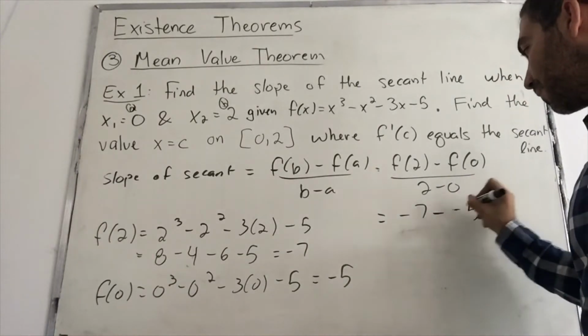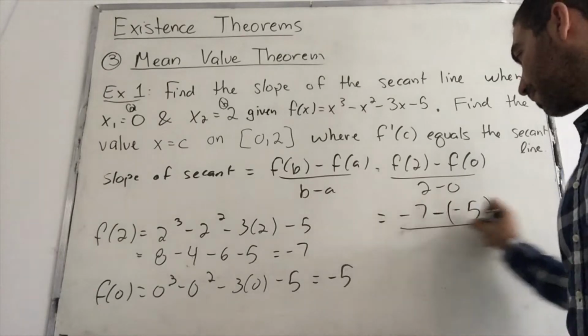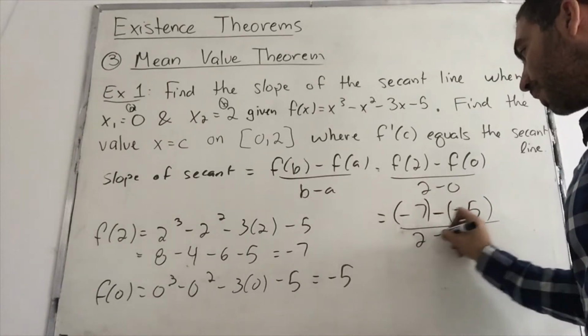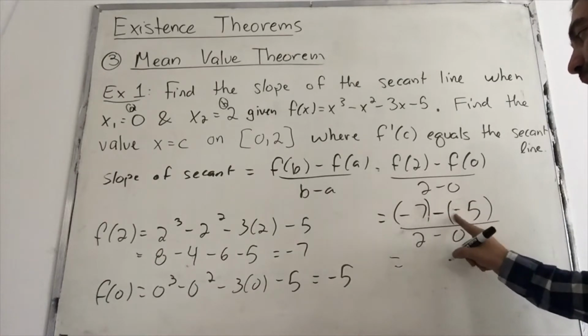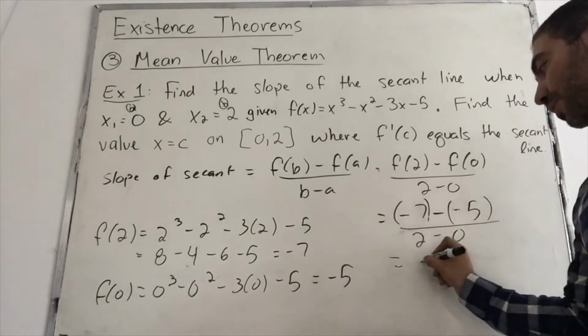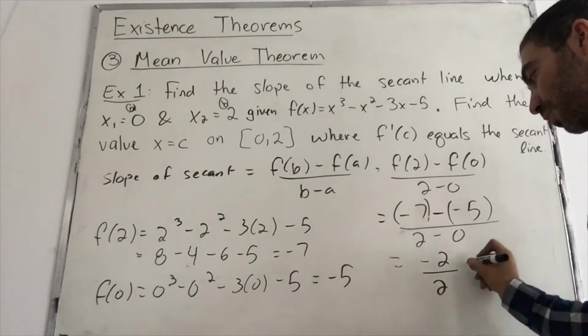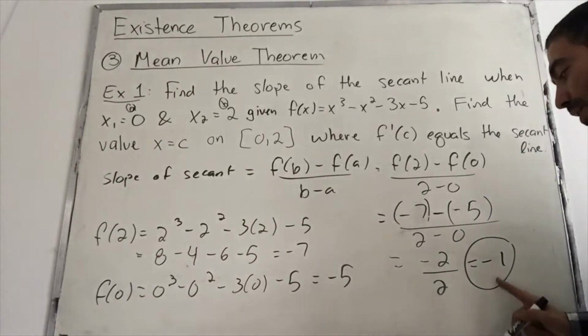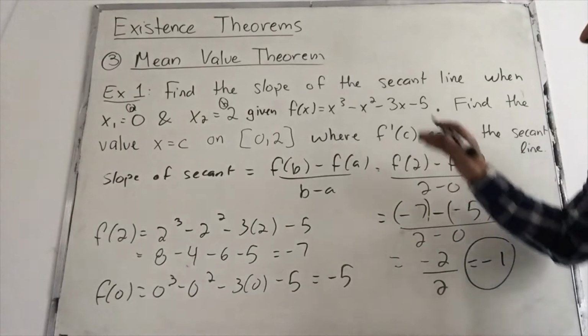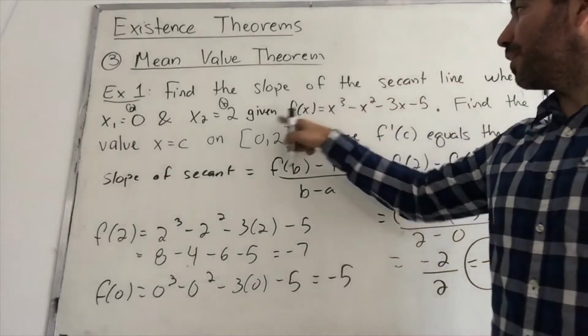minus negative 5, over 2 minus 0. Be careful with your negatives. Negative 7 minus negative 5: two negatives here make a positive, giving us plus 5. So this gives us negative 2 on the top and positive 2 on the bottom, giving us negative 1. So the slope of the secant line is negative 1. That's the first part. We finished this part over here.